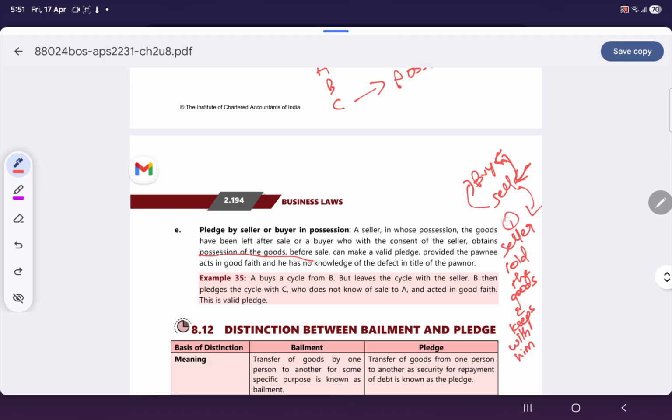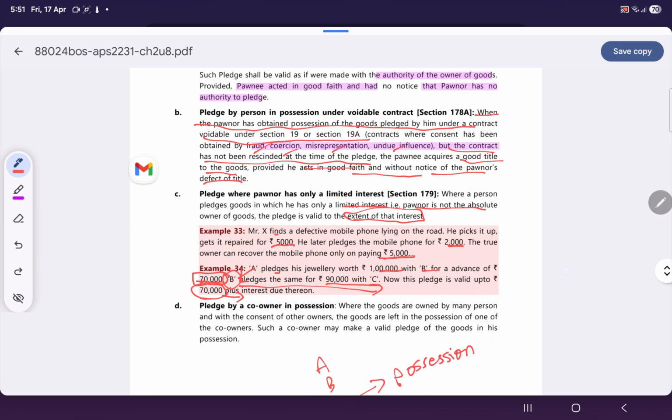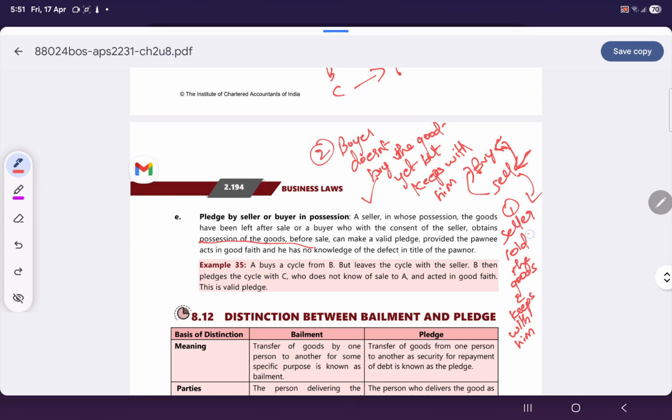Seller sold the goods and keeps them with him. This is one case. Buyer doesn't buy the goods yet, but keeps them with him. Is he the original owner? No. But they are pledging, and the pawnee acted in good faith. It will create a valid pledge.